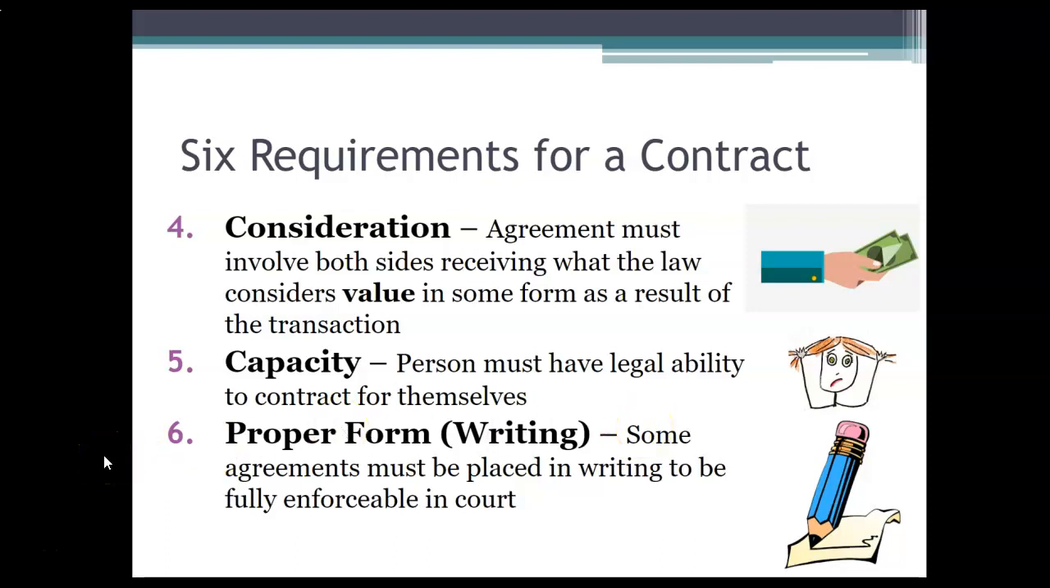Of course, it's a whole lot easier, and we know from watching our TV court judges, if it's in writing, there's just not much you can argue about, because that proper form is going to save you in the end, and then it can be enforceable in court.